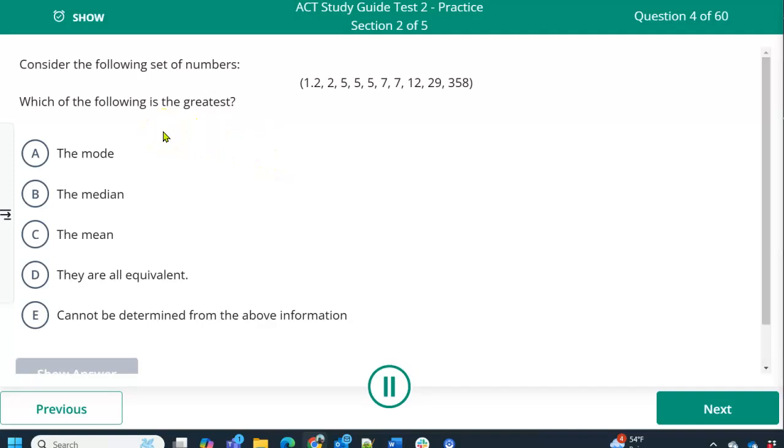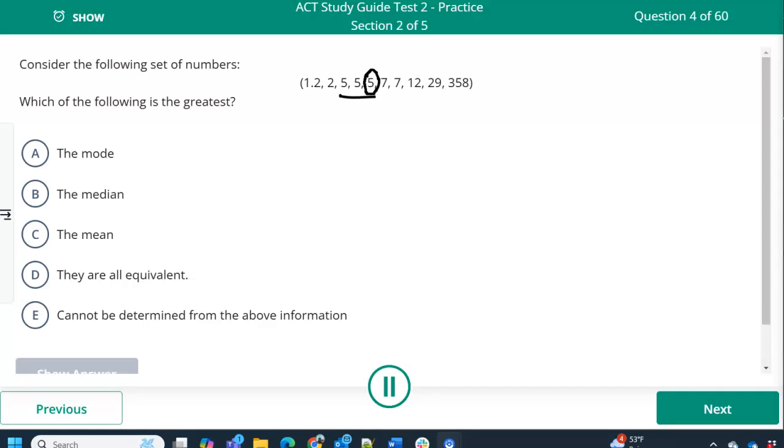Consider the following set of numbers. Which of the following is the greatest? The mode. Okay, so that's the number that occurs the most. That would be 5. The median. The median is the number in the middle. So we have 3, 6, 9, 10, 11. 1, 2, 3, 4, 5. Is that right? We have 11? Yeah, so actually the median would also be 5.